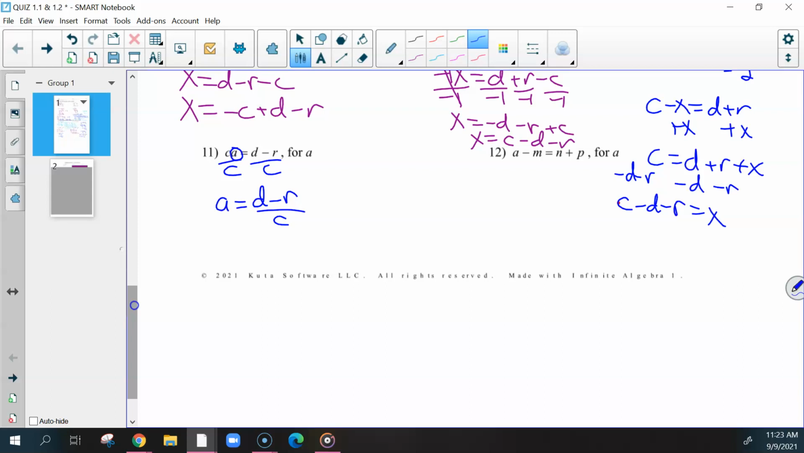For the last one, it's very similar to 9 and 10. You're solving for a. So get rid of m by adding it to the other side. If you wanted to put it in alphabetic order, you could do that as well. Either answer would have been correct.